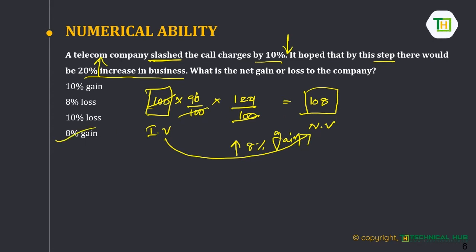Option D is the right answer. There is a gain of 8 percentage. That is the answer. Very simple question.